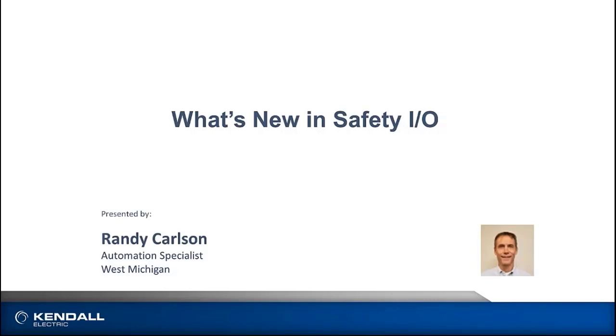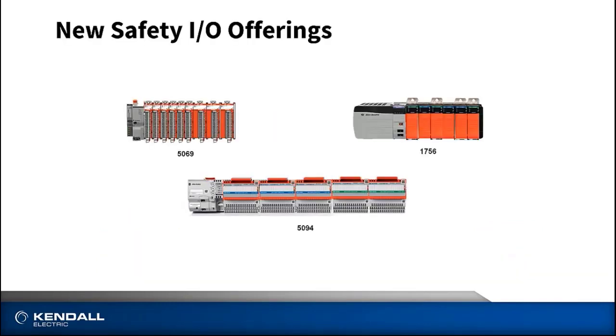My name is Randy Carlson. I'm one of the Kendall Electric Automation Specialists covering the Western Michigan territory. And today I'd like to give you a brief update on some of the newer safety IO modules offered by Rockwell Automation. In particular, we're going to take a look at the Bulletin 5069 Compact 5000 IO, the Bulletin 1756 ControlLogix IO, and the Bulletin 5094 Flex 5000 IO structures.